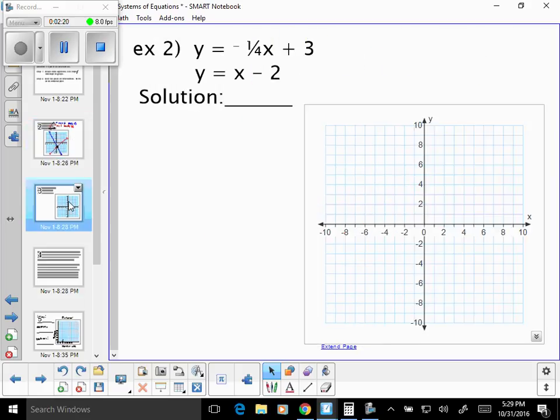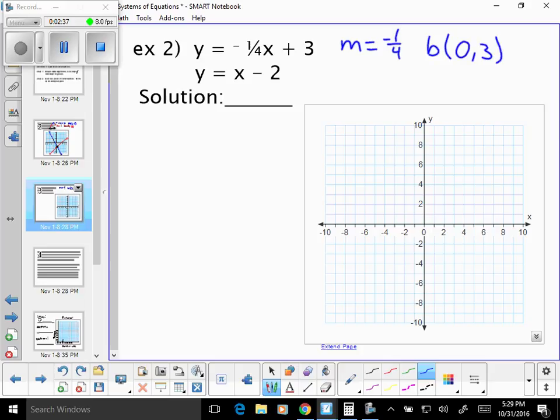Okay, let's go on to example 2. You hit pause at this time, and then I will show you how it's done. Okay, my slope is -1/4. My intercept is 0, 3. Up 1, over 4. Up 1, over 4. Down 1, over 4. Down 1, over 4.